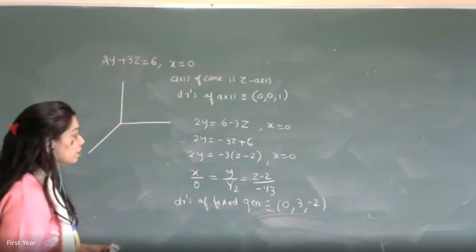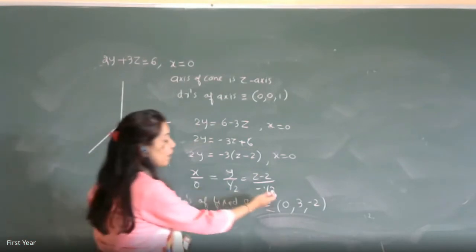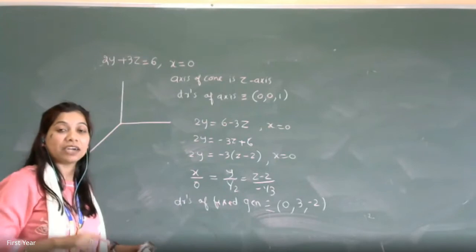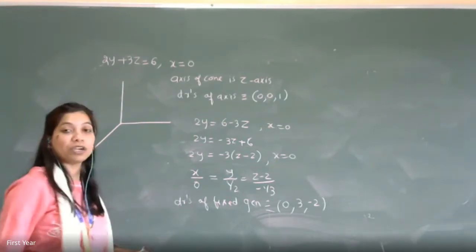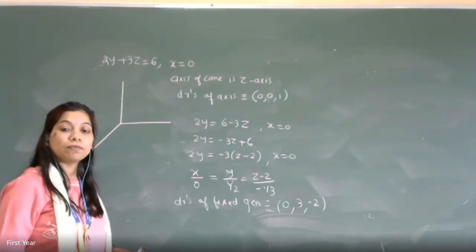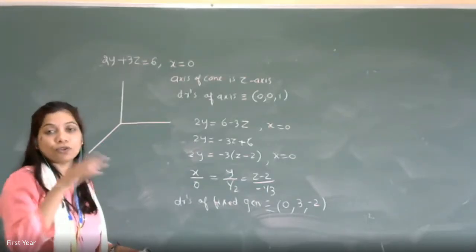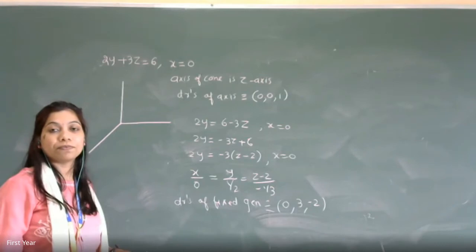Ma'am, why did you multiply the direction ratios? You can take half and minus 1 by 3 also, but when you do the calculation with fractions, you have to cross multiply. That's why I multiplied and got it in integer form. You can keep it as half and minus 1 by 3 also, not a problem, but again you have to do this cross multiplication to get cos theta.